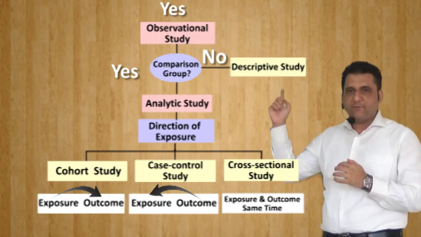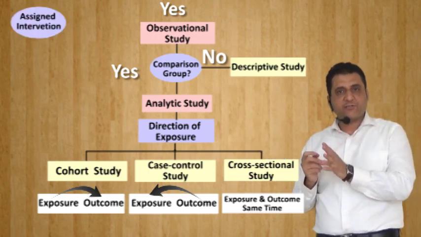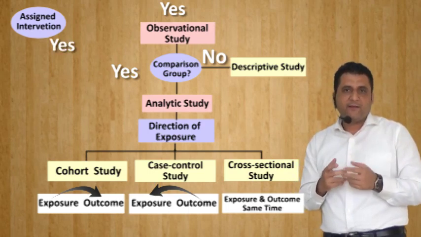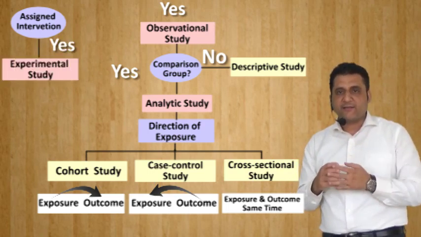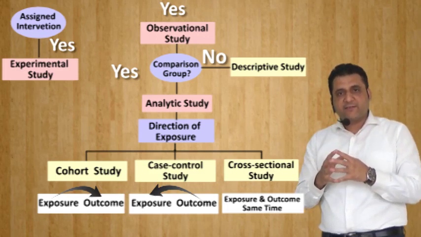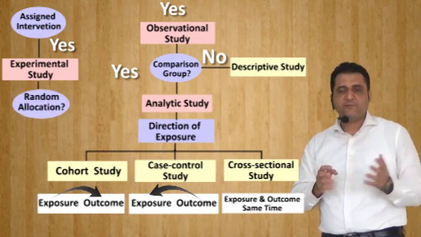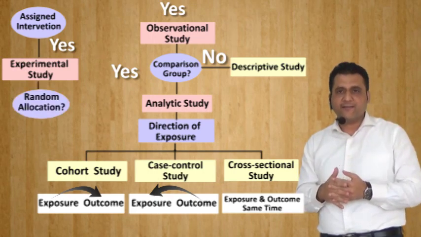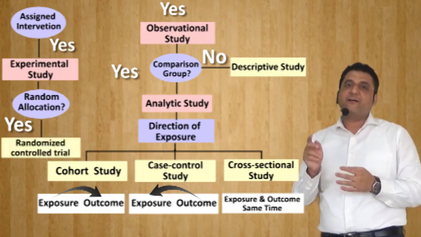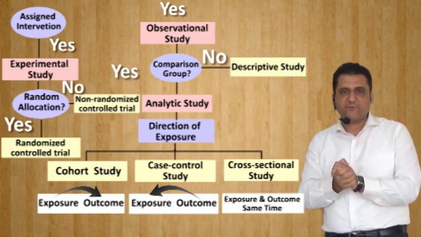Now we can go back to the first question, whether the researcher intervened in the situation. If the answer to that is yes, it can be an experimental study. Now the next question is whether the exposure in the study or the intervention in the study is being randomly allocated to the individuals. If the answer to that is yes, this would be a randomized controlled trial. And if the answer to this particular question is no, this is a non-randomized controlled trial.